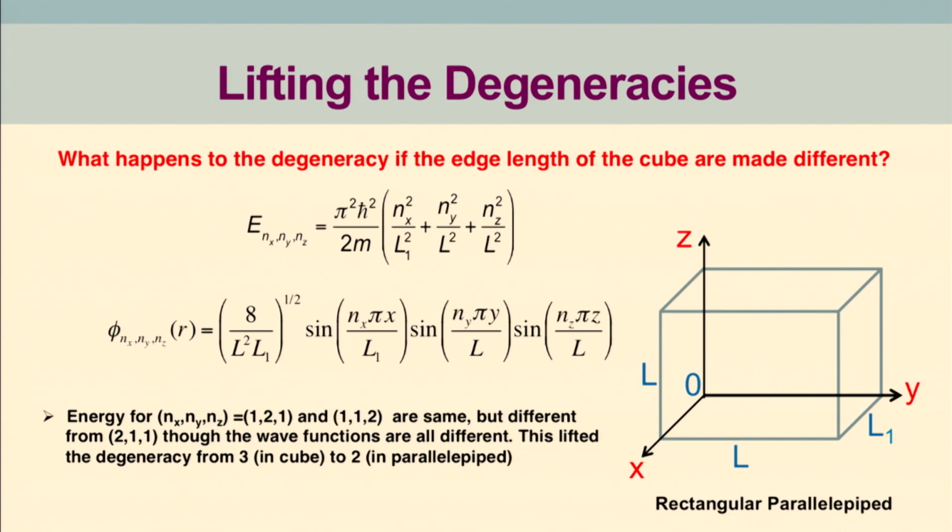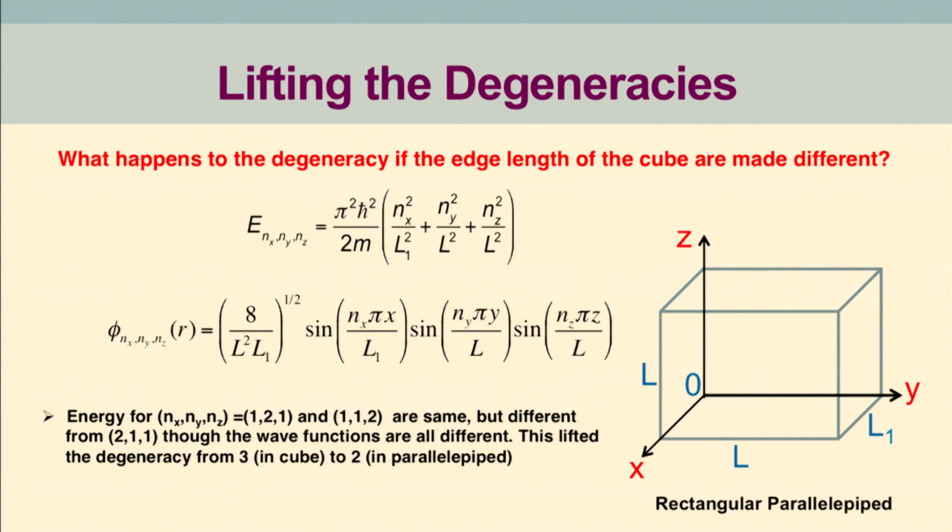Definitely for this geometry my energy eigenvalue is going to change, and it will have the form given here: pi squared h cross squared by 2m, times nx squared by L1 squared plus ny squared by L squared plus nz squared by L squared. Similarly, my wave function will also get modified and have this form, and it is a normalized wave function because I have already calculated the normalization constant, which is 8 by L squared L1, to the half.